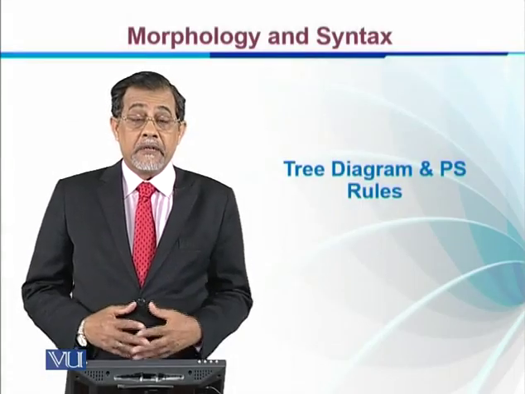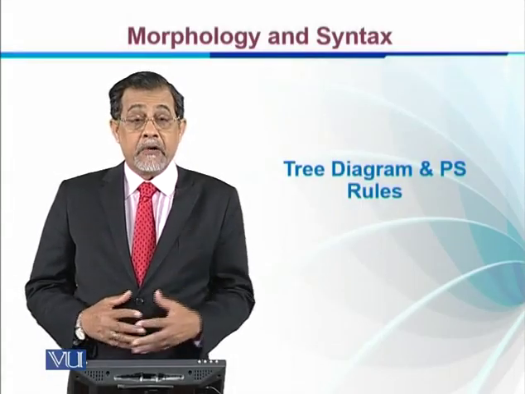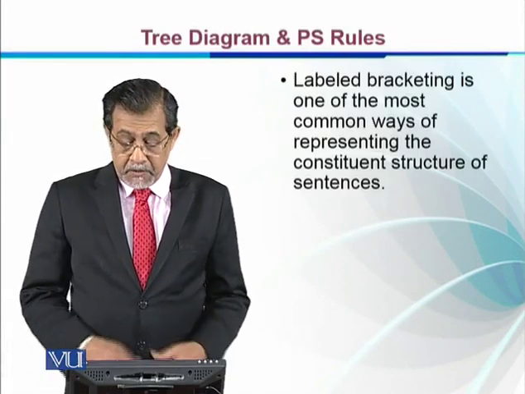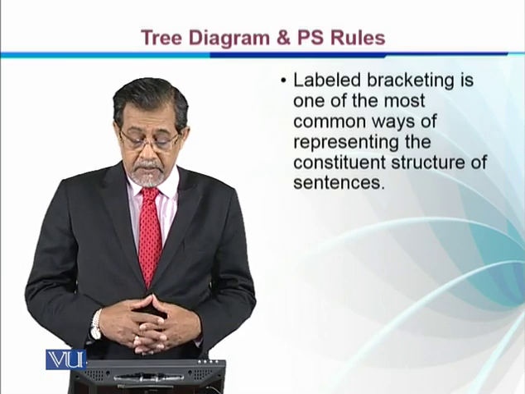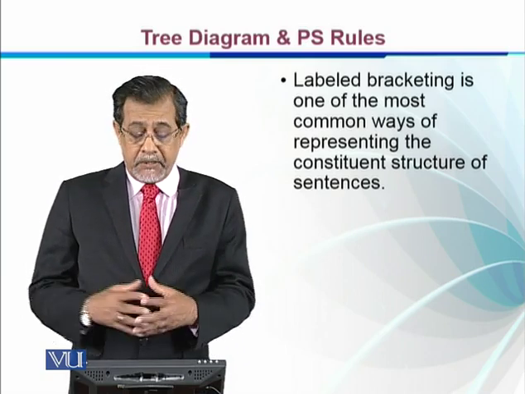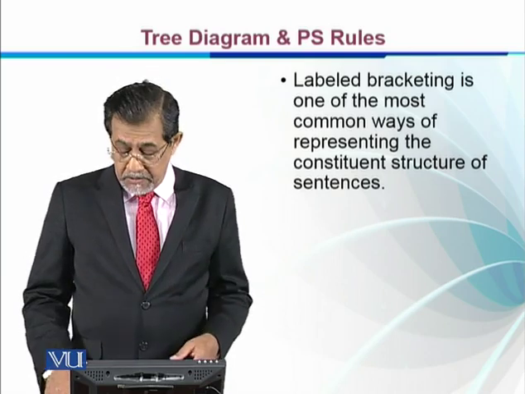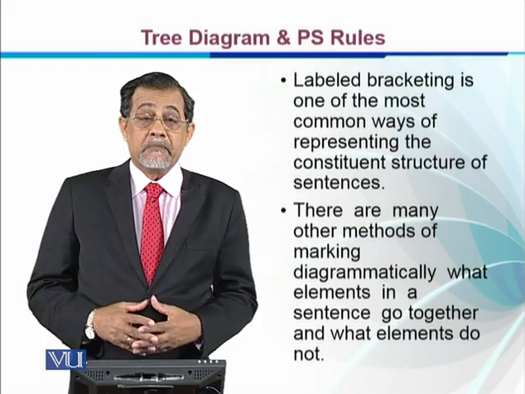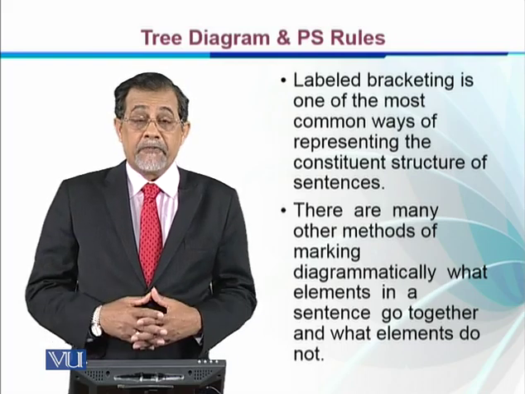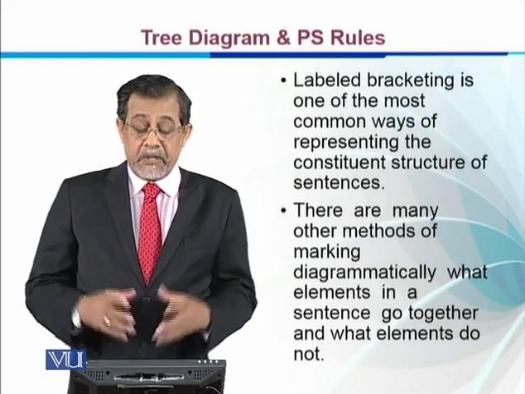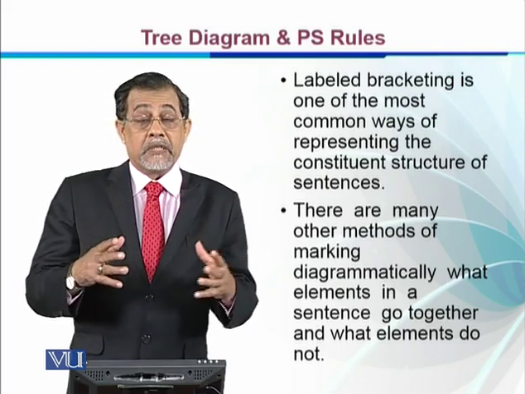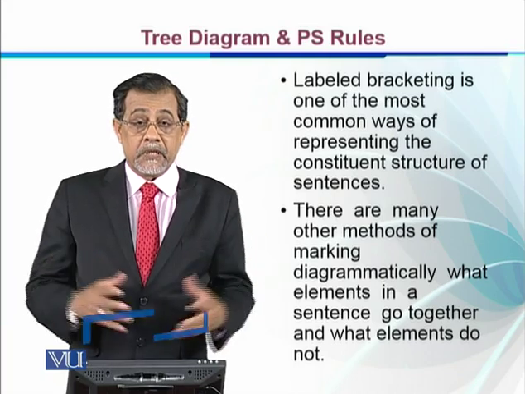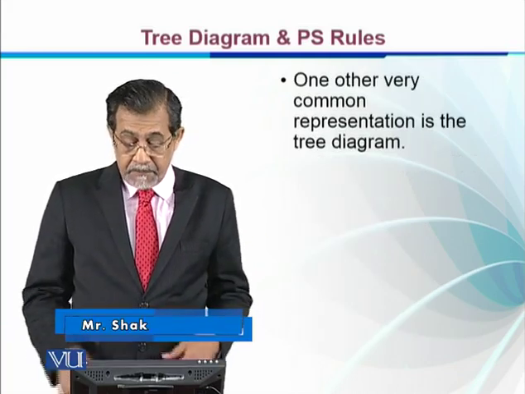Let's see another device for representing a grammatical constituent in a sentence. Label bracketing is one of the most common ways of representing the constituent structure of sentences. There are many other methods, and tree diagramming is one of these methods, which can also tell us which elements can go together and which elements cannot go together in a sentence.